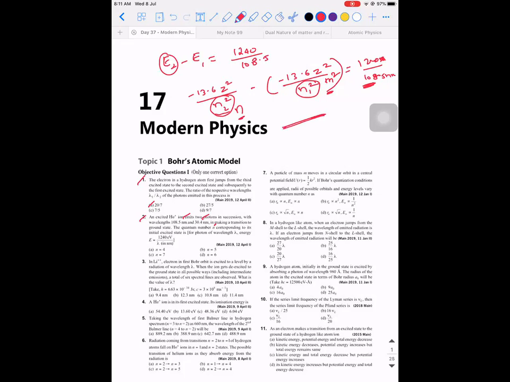Similarly, I need to apply the same formula again. Minus 13.6 into z square divided by, now n2 square will become m square, minus of minus 13.6 into z square divided by n square, which is going to be 1 now, is equal to 1240 divided by 30.4 nanometer. So how many unknowns are there? n and m. There are 2 unknowns and 2 equations. Solve for it, we'll get the answer.